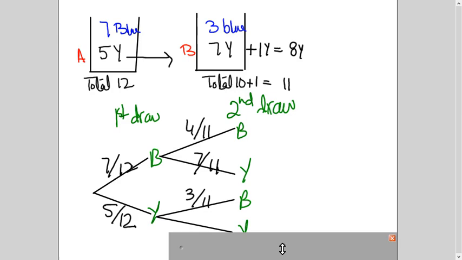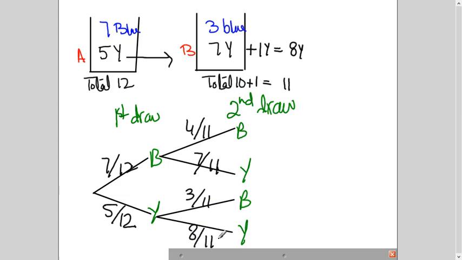Whereas if I ask you what is the probability of drawing a yellow ball? In this box, it is 8 upon 11. So this is how you will complete your tree diagram.